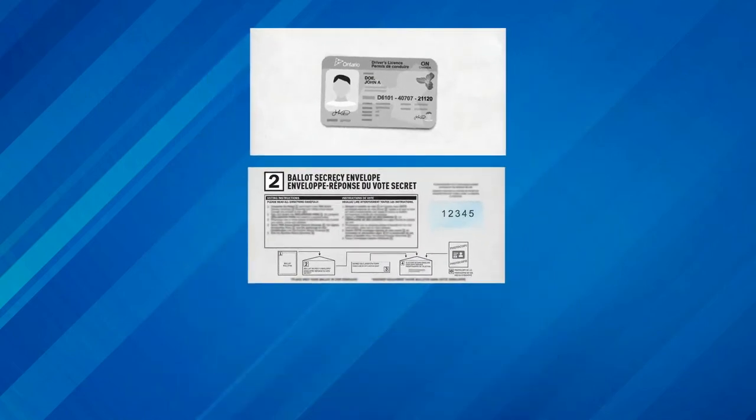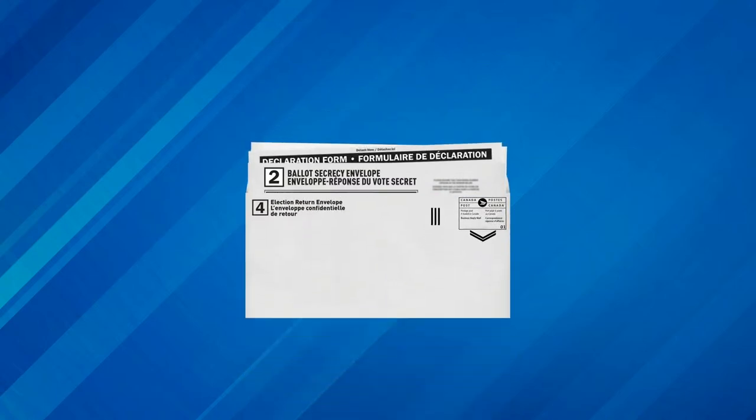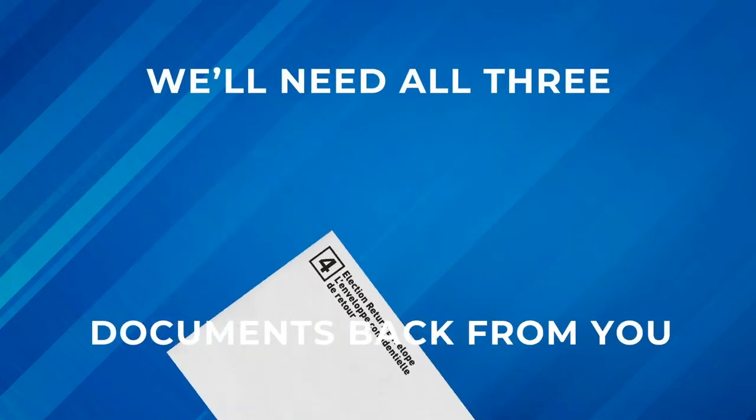Your ballot should now be in its own envelope, the secrecy envelope. You should have a photocopy of an eligible piece of ID, and you should have your signed declaration form that you tore off earlier. Take all 3 of these items and place them in the return envelope. The postage is already prepaid. Simply drop it off in the mail.